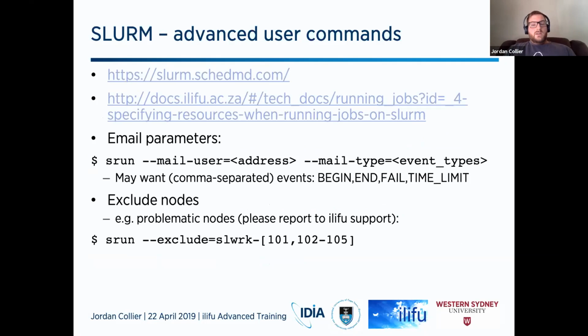And then continuing with the advanced commands, we have these email parameters. You can see this in the SLURM documentation, or we have this simplified version on our own documentation. So this is a way where you can be notified via email of the status of jobs. For instance, you have this mail user field and you put in your email address there, and then this mail type, and you put in your event types, which is a comma separated list. I've included some that you may want to include, but there's more that you can see listed in the documentation.